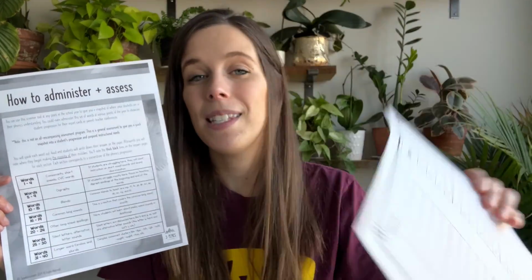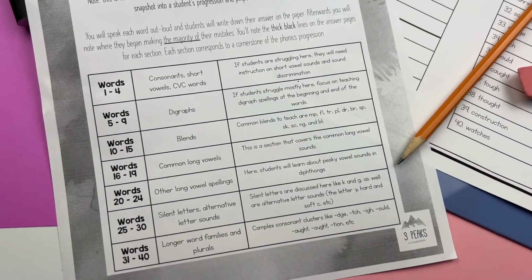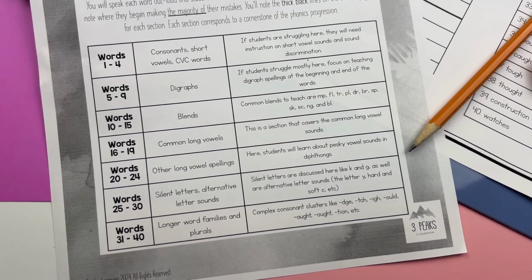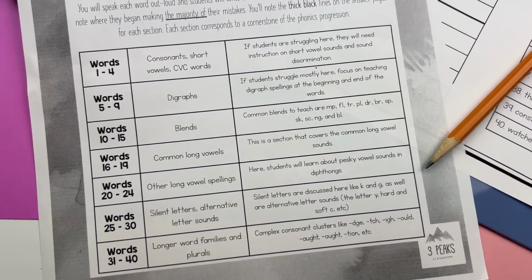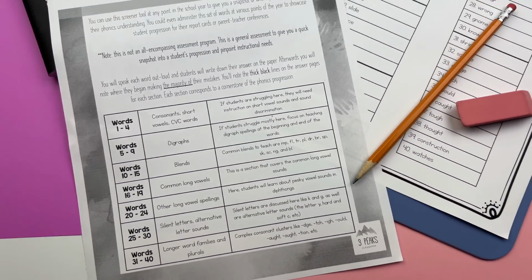So after the screener is done, you're going to collect all the papers and then you're going to score them and analyze them. So you're just going to basically check if they spelled it correct or not. And then after that, you're going to look at my little screener here to analyze the results. And the way that I've organized it, you can see in the dark lines, is each section. So section 1, words 1 to 4, these are your consonants, short vowel sounds, CVC words. These are very, very basic words that students learn in kindergarten.